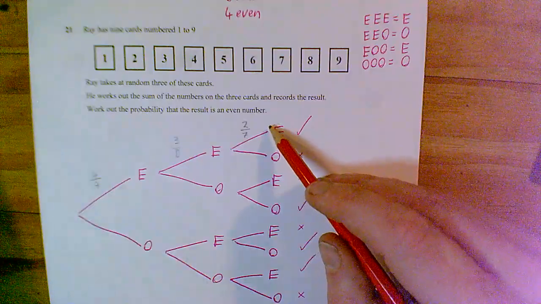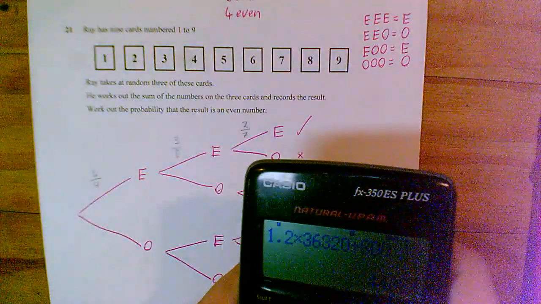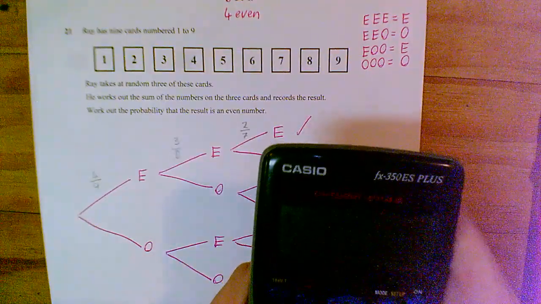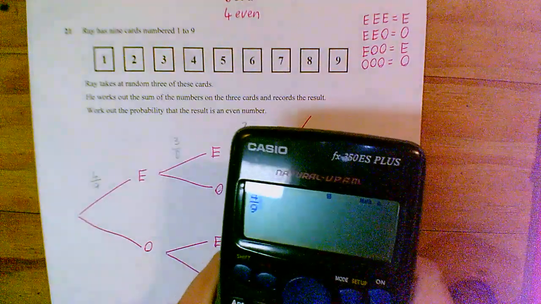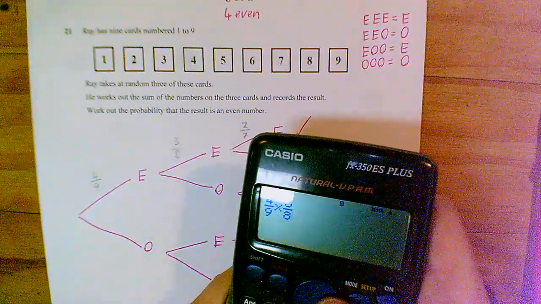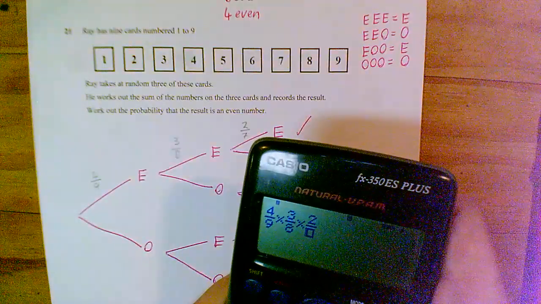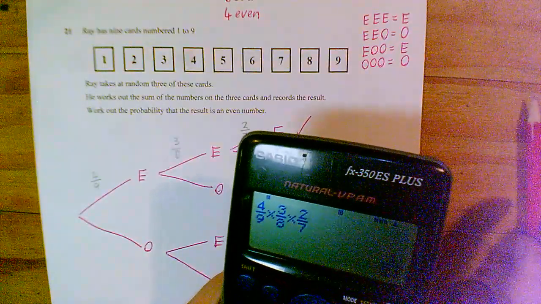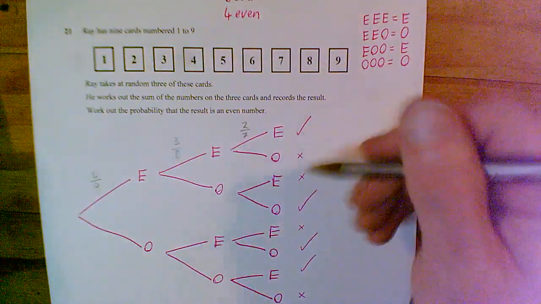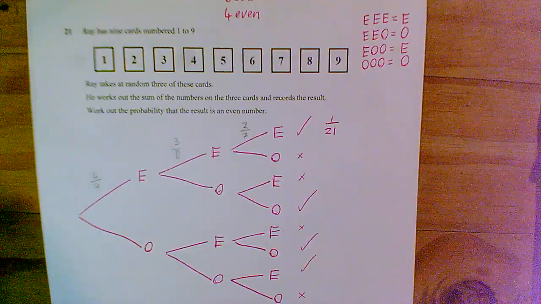What does that give me? Well, when I multiply them together, I'm going to do it in my calculator just because I know it will simplify it down straight away for me without making a mistake, which I am likely to. So 4/9 multiplied by 3/8 multiplied by 2/7. 1 out of 21. So the odds of that one happening are 1 out of 21. 3 more I need to get and I'm there.